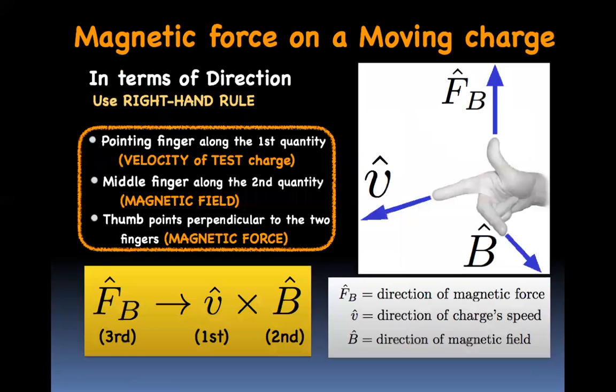Now, in terms of direction, again, we do right hand rule, but notice that we have some modifications. Here, the velocity v is the velocity of the test charge. We are still to orient our pointing finger along the velocity. The middle finger this time is oriented along the direction of the magnetic field. Automatically, our thumb will determine the direction of the magnetic force.